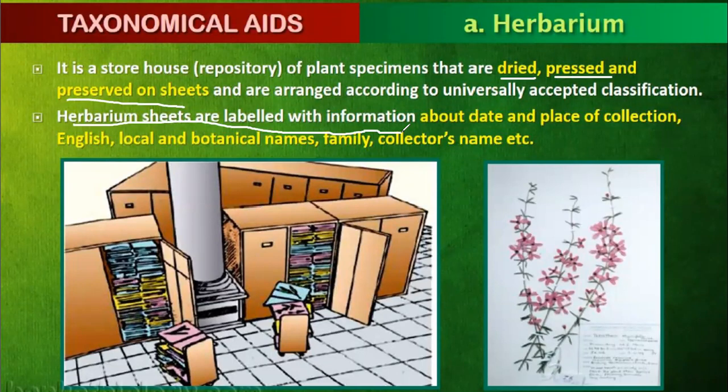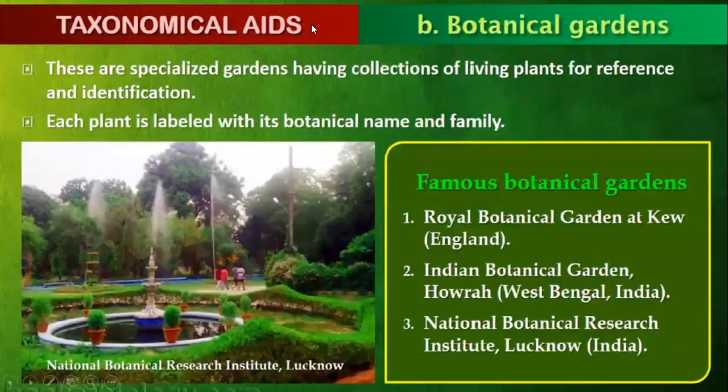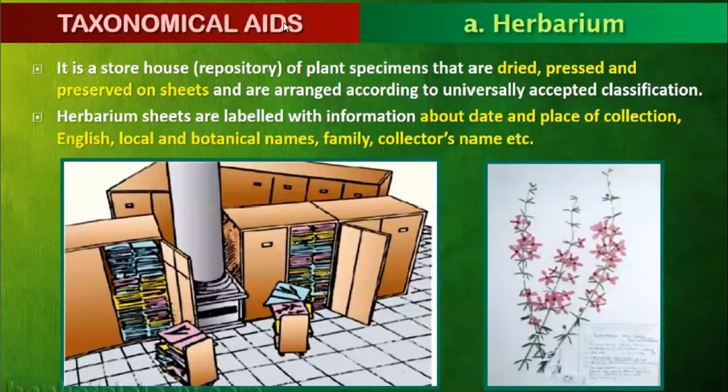One NEET MCQ: the label of a herbarium sheet does not contain information on one of the following, and options are given there. The answer was option D, height of the plant. The label of a herbarium sheet does not contain information on the height of the plant. Next taxonomical aid is botanical garden. And before that, examples of herbarium.